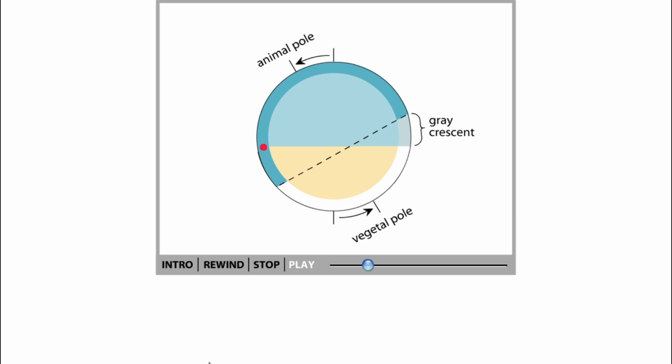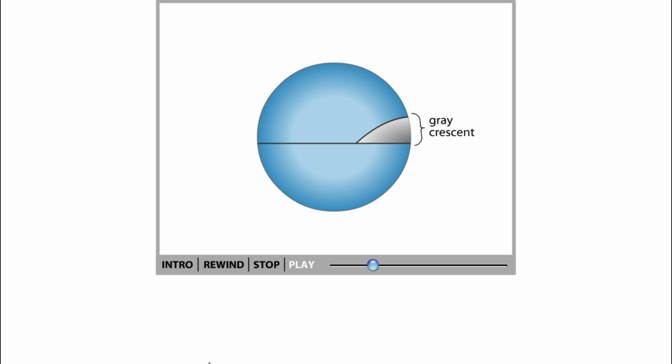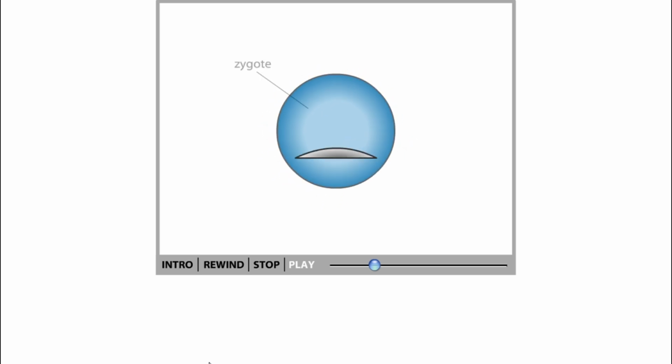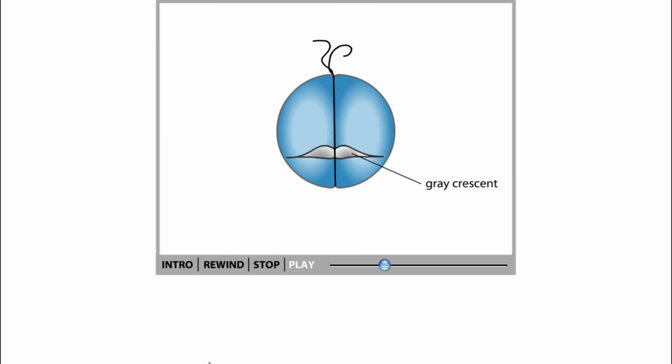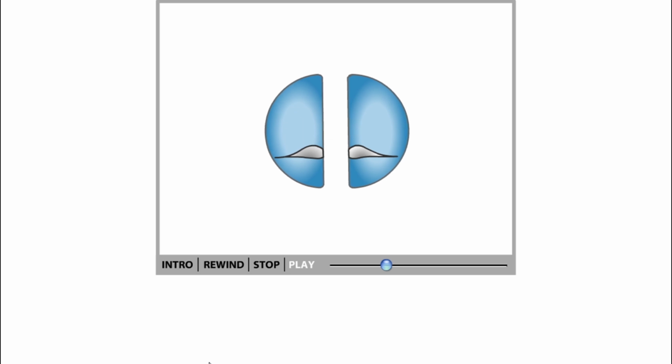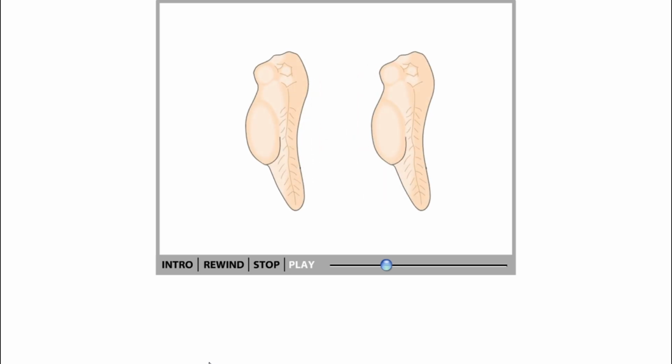What effect do these cytoplasmic rearrangements have on the development of the embryo, and what is the significance of the gray crescent? Such questions caught the attention of biologist Hans Spemann at the turn of the 20th century. Working with a recently fertilized salamander egg, Spemann used a fine baby hair to split the zygote in half in the plane of the first cleavage, bisecting the gray crescent. When he did this, he found that both halves of the zygote developed into normal embryos.